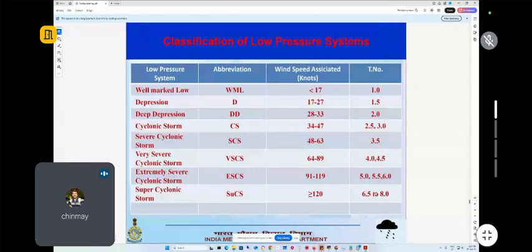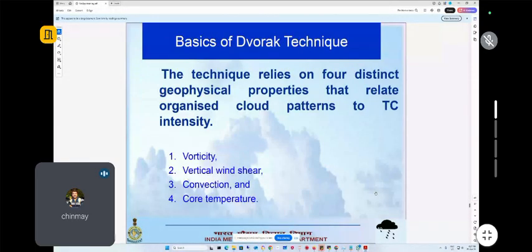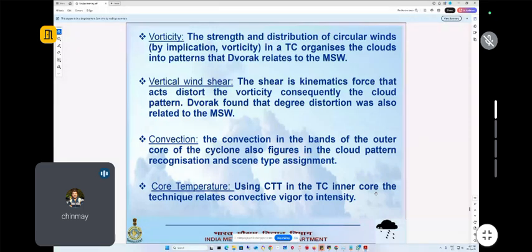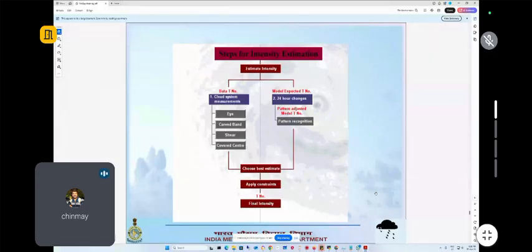Now we have seen the logic behind this particular technique, and indirectly it is taking care of these four physical parameters: vorticity, wind shear, convection, and core temperature. Now this is the flowchart that you need to remember. This is the entire technique in a single slide.